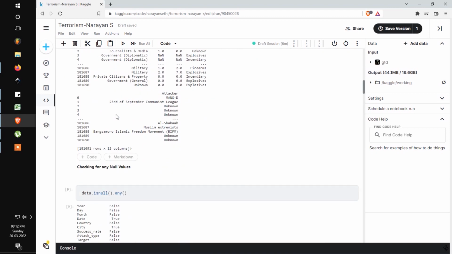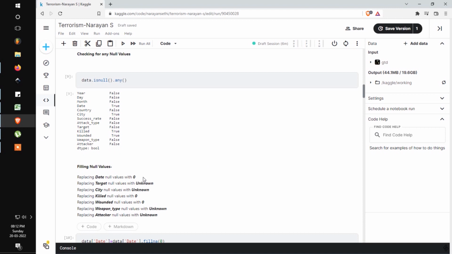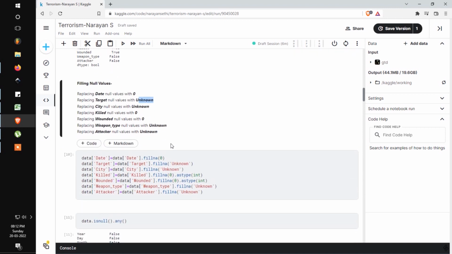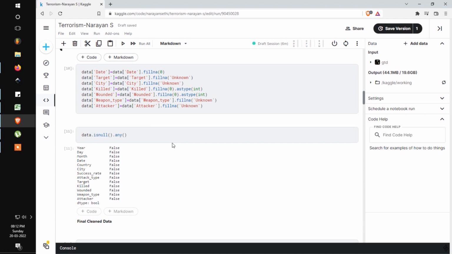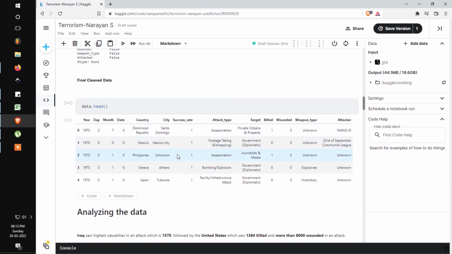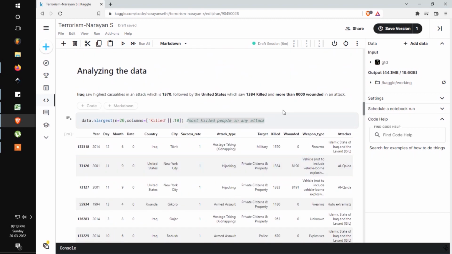Next, I get some info on the data and, moving on, I check for any null values that might exist in the data and then replace the numeric null values with 0 and string null values with the string unknown. Now as we can see, there are no null values in the data right now, and this is the final clean data. Next, I start by analyzing the data.